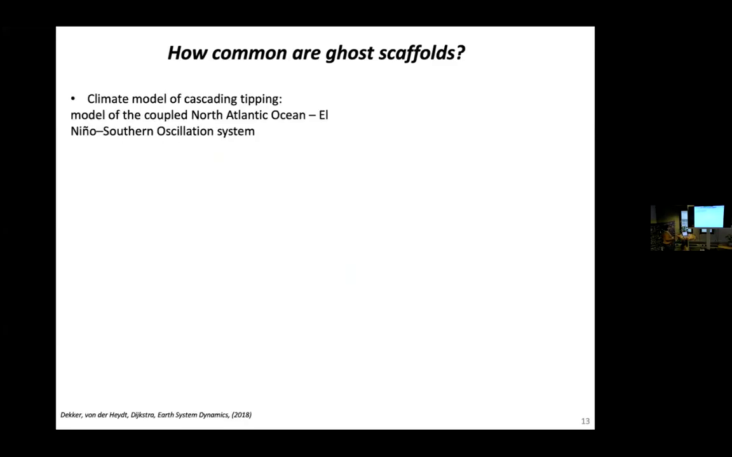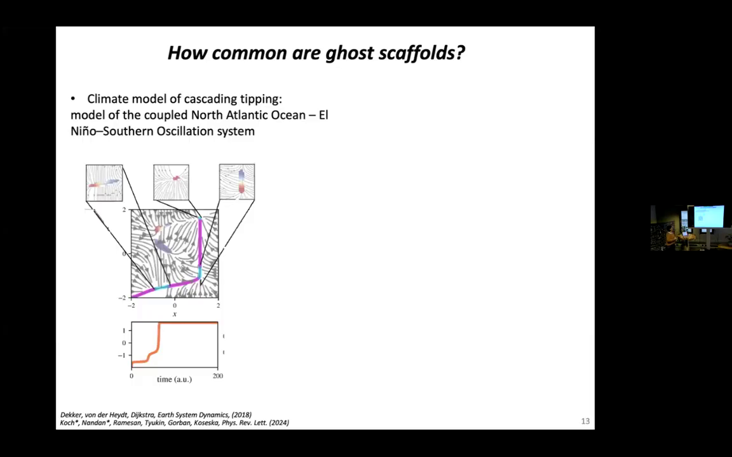And we looked at one climate model of cascade tipping, that is the model of the coupled North Atlantic Ocean and the El Niño oscillation system. And actually, with just a very small reparameterization of the system, this cascade tipping can be explained as a system going through a channel of ghosts, where the system stays in a long transient for a relatively long period of time, but then it can tip and go to the next long transient and so on.